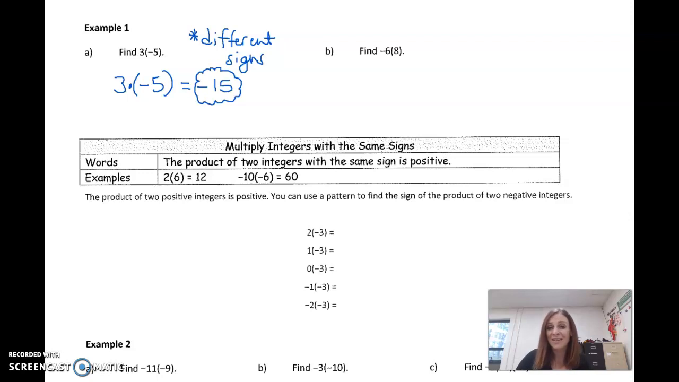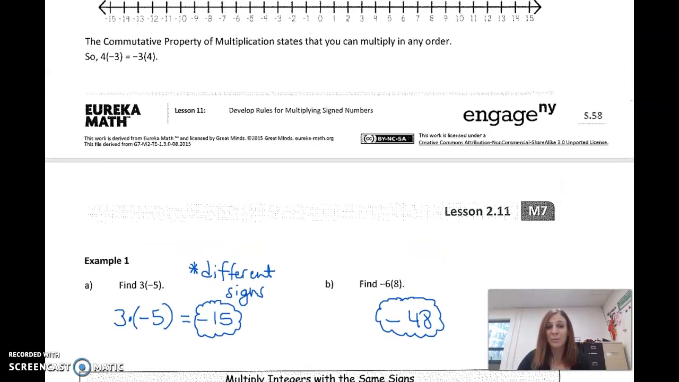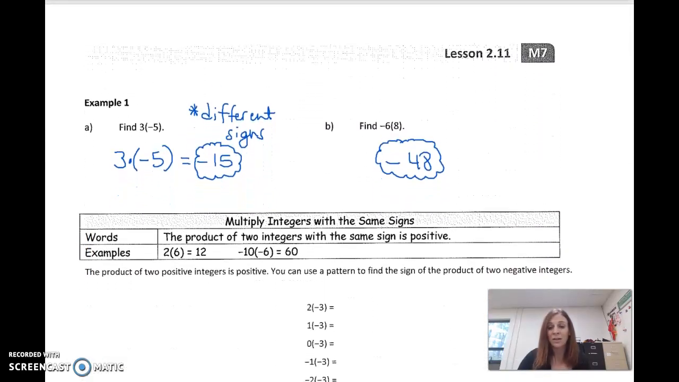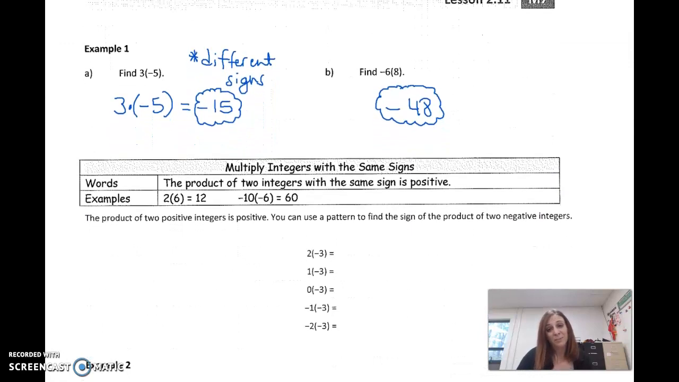Same thing here. If we have negative 6 times 8, again, different signs. So if they have different signs, my answer is negative. What's 6 times 8? 48. You guys, make sure you can do this without a calculator, okay? Because you're not going to be allowed to use one, I don't think, on your review or test. But different signs, multiplication rule stays the same. Answers can be negative if they're different signs. Notice this one, the second number was negative, and this one, the first number is negative. Doesn't matter, because of the commutative property, multiply in any order. If one's positive, one's negative, they're different.